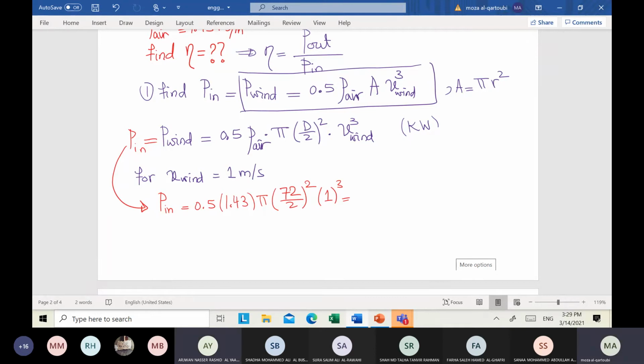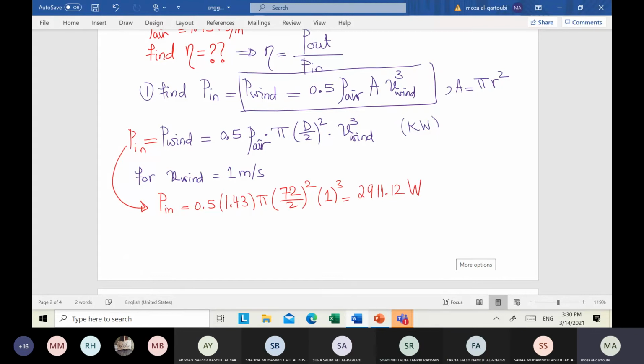2,000, 900. Okay. Point 12. Unit, watt or kilowatt? I'm asking. This is watt.